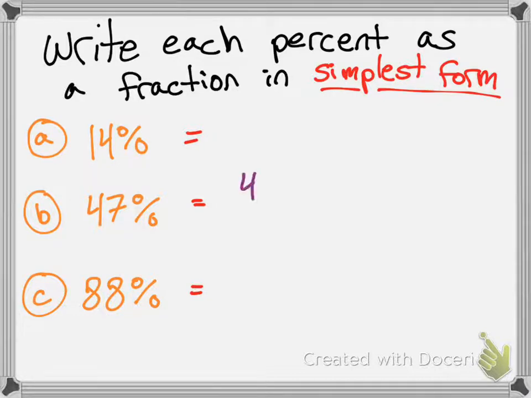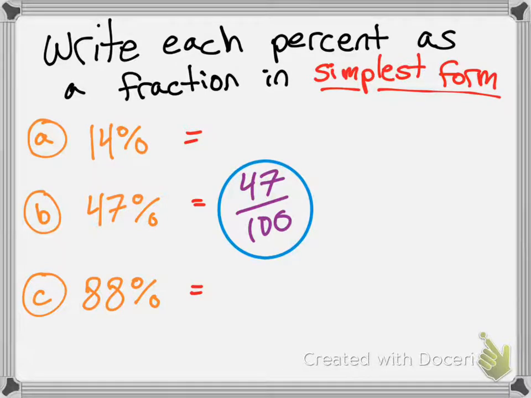47 over 100. Perfect. We already know anything is over 100. Initial means first, just like our initials. Okay, Jack, can you simplify that for me? No, 47's prime. Exactly. That is it. 47 is prime and it does not go into 100. Emma, what is our initial fraction? 88 over 100. Perfect. It takes no thought. We just do that.